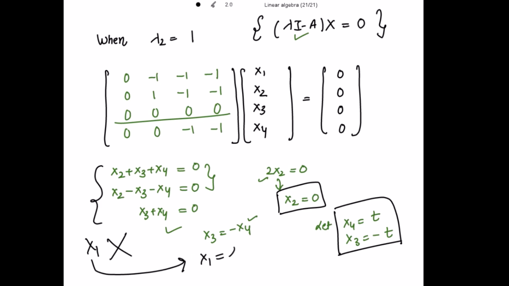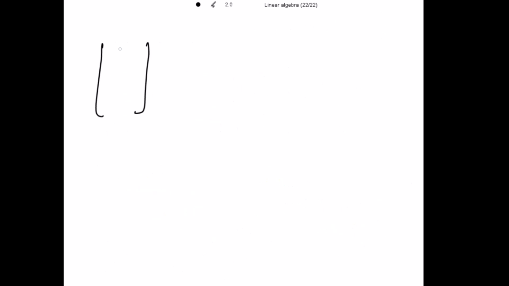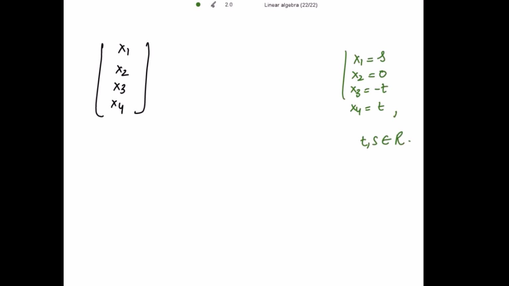Let's say x1 is equal to s, where s belongs to the set of real numbers, and t also belongs to the set of real numbers, right? You are free to give any value to x1. So writing the eigenvector now, x1, x2, x3, x4: x1 is equal to s, x2 is equal to 0, x3 is negative t, and x4 is equal to t, where t and s both belong to the set of real numbers, right?